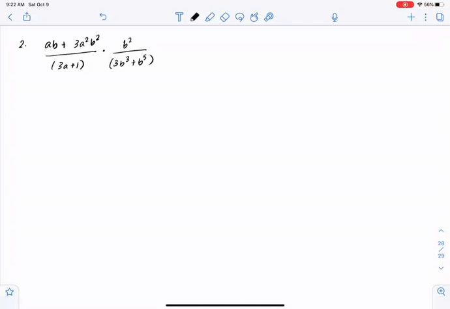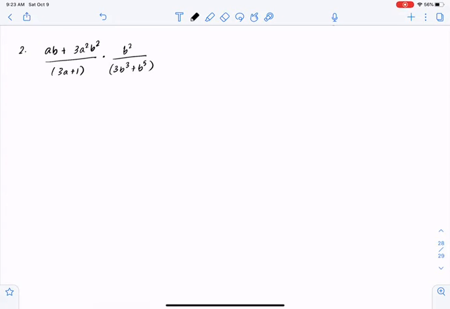Two rational expressions which we want to multiply. So we simplify each of them first, then we move on to multiplication. The underlying process is still keep, factor, cancel.